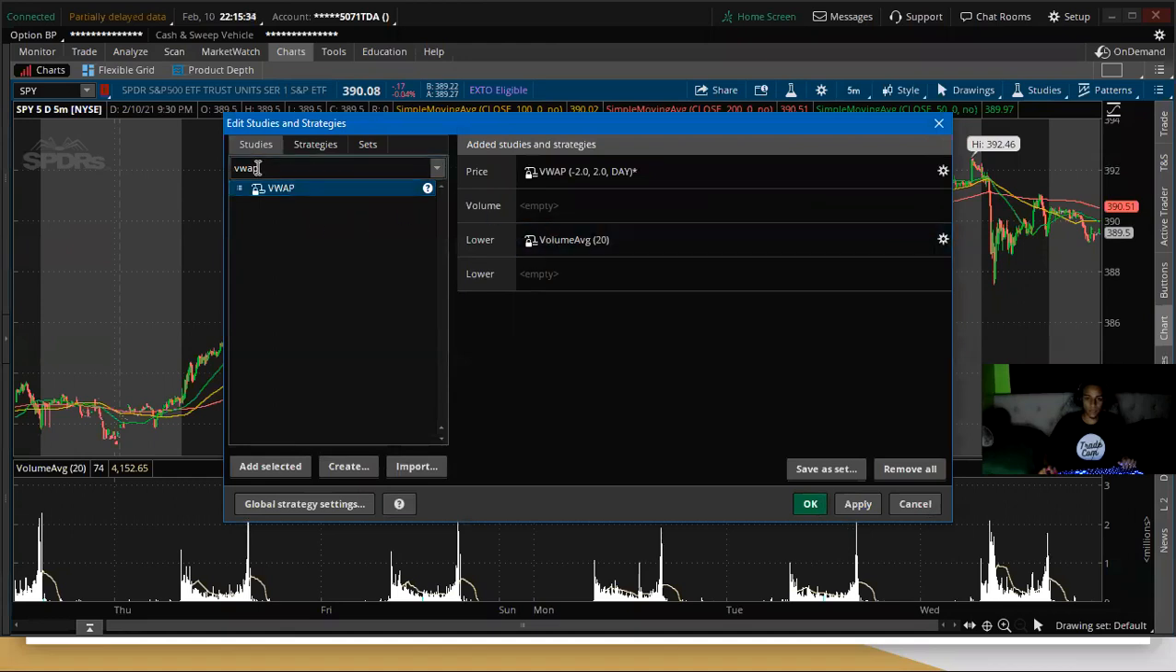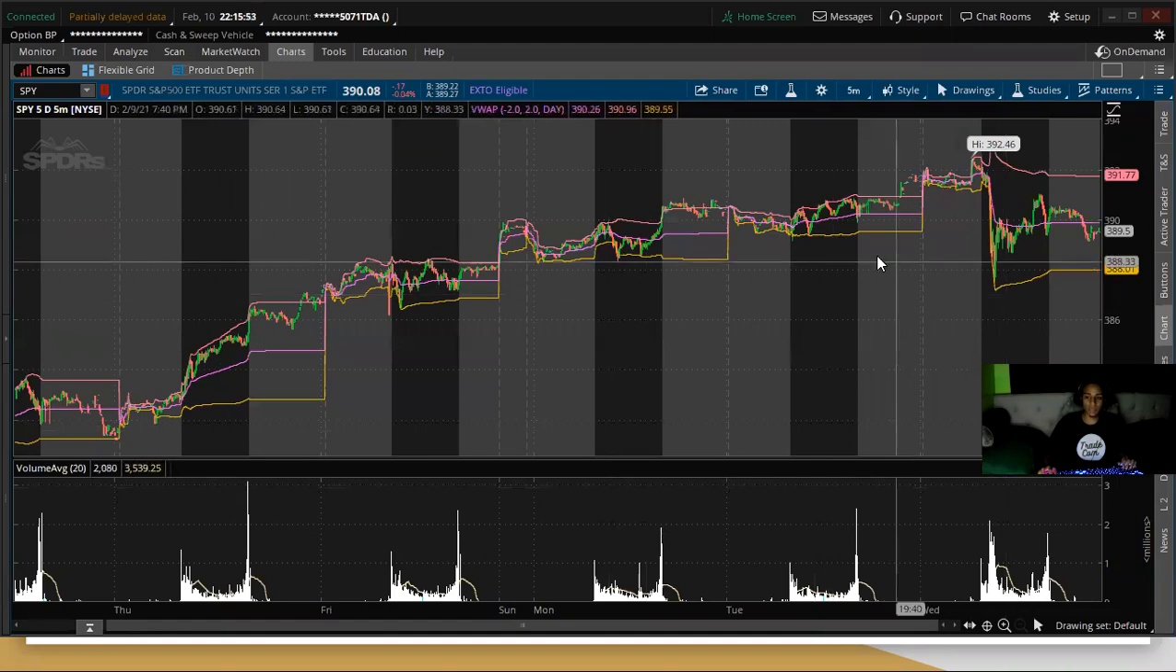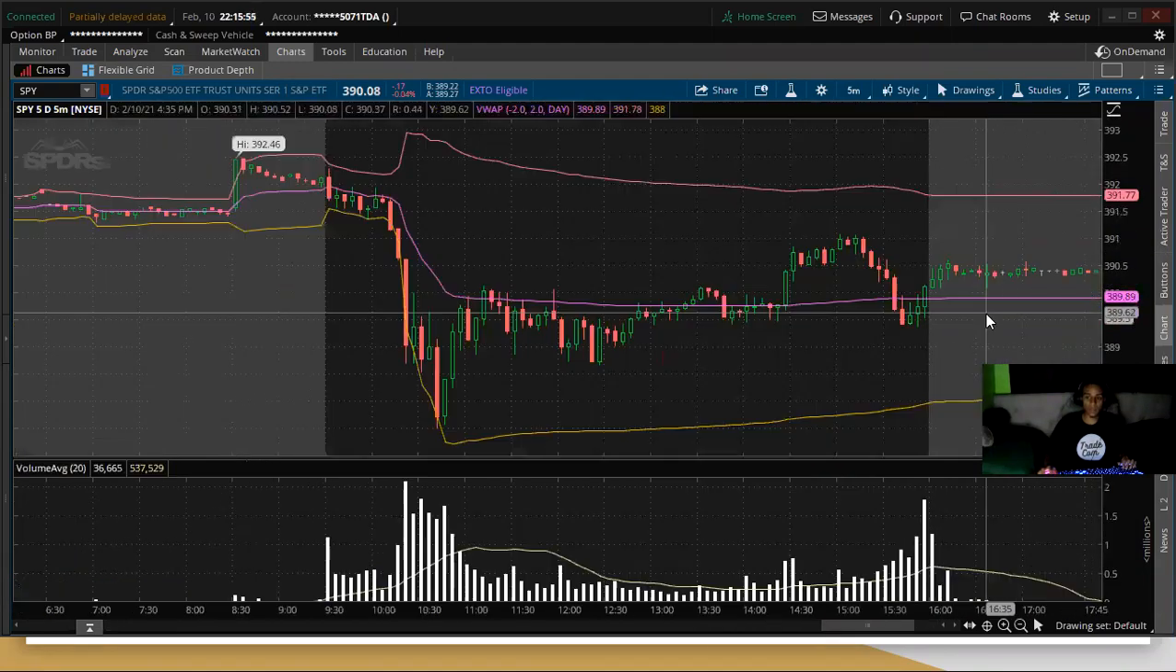Now you could also add the 9 EMA, but for now I'll just avoid it. The VWAP will be enough, and the volume average. For this one you don't have to do any editing. You could leave it just as it is. You're going to click apply and OK, and you'll see VWAP on your charts now. All right, you guys see that?